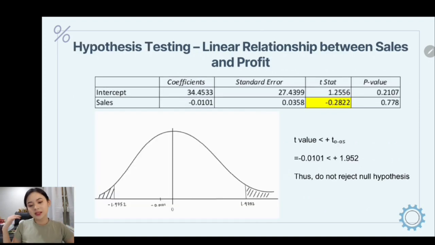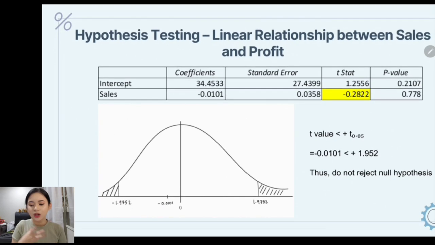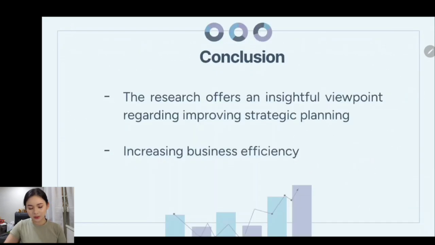Next is the hypothesis testing for the linear relationship between sales and profit. In the table below, if you look at the highlighted part, the t-stat is negative 0.2822, and looking at the curve, it didn't show that it got into the rejection zone, so hence we do not reject the null hypothesis.